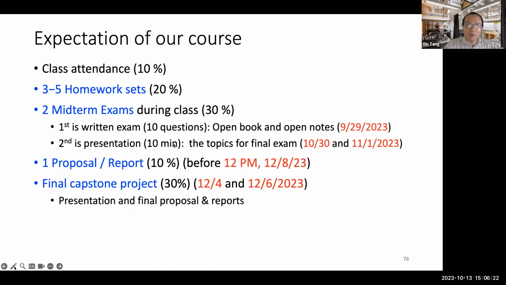After that, you will make a further, deeper study of your topic, and then prepare for the final presentation, which is actually here, this one, the final capstone project. Then you will present it on December 4th and December 6th. Okay, so this version will be the advanced, deepened version of the midterm exam number 2 version. Then you will prepare a report, final proposal, final report for this project.